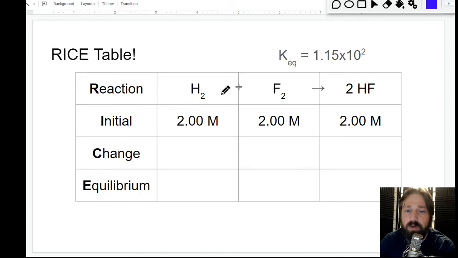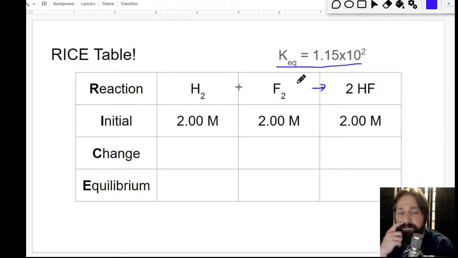So we know the reaction, right? It's going to be H2, hydrogen gas, plus fluorine gas, going to hydrogen fluoride gas. We also know the KEQ, so I wrote that down here. I know my initial concentrations, 2 molar apiece. And now we can start filling out the rest of this table with things that we know.